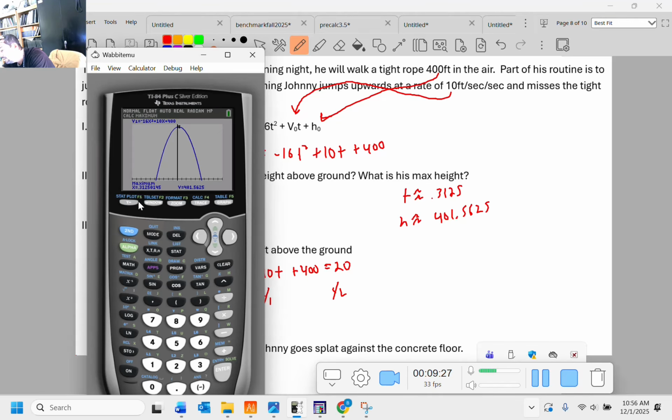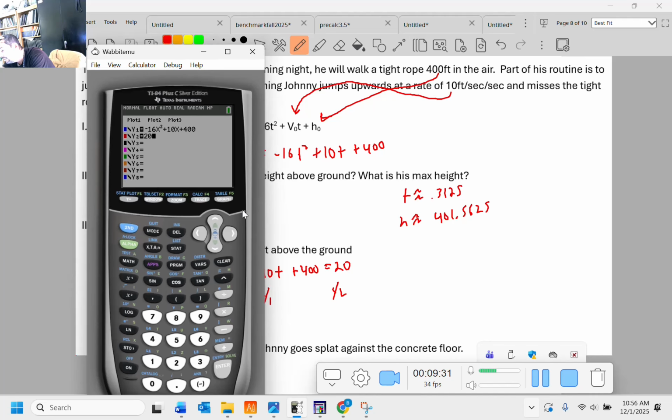Like, it's not hard. I even saw kids write this down and then they just stopped. I don't get you.